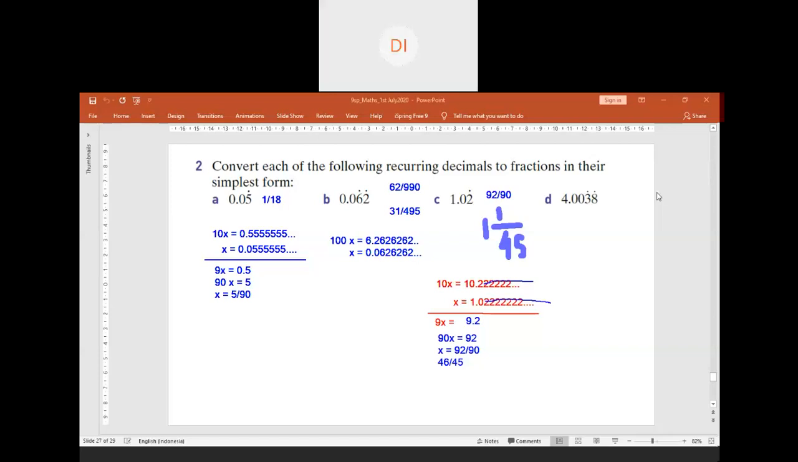So start from the 1.02 with the dot at the top and make it become 1.02222. Did you have any difficulties, Dave? That's the basic. Did you have any difficulties? Dave, I'm asking you a question.